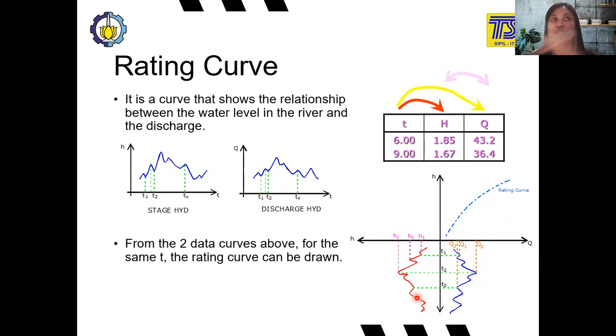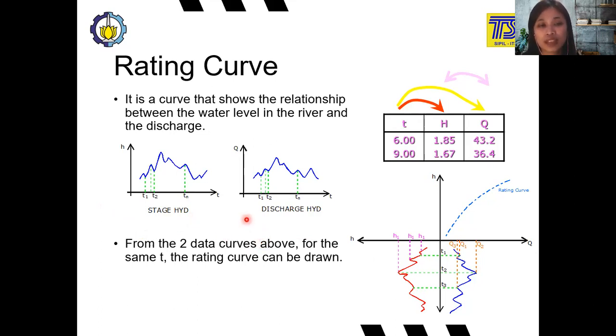After we calculate the discharge, there is the rating curve. The rating curve shows the relationship between the water level in the river and the discharge. Previously we needed the water level to calculate the discharge, and by using the rating curve we can show the relationship between the water level and the discharge with a graph or curve called the rating curve.